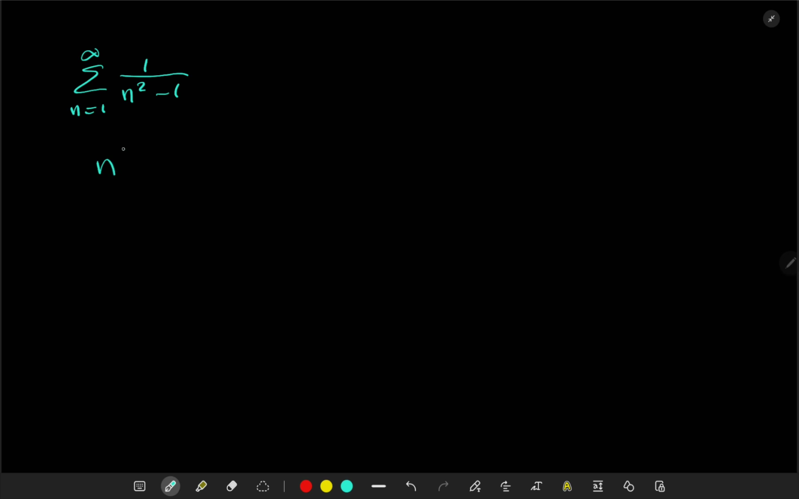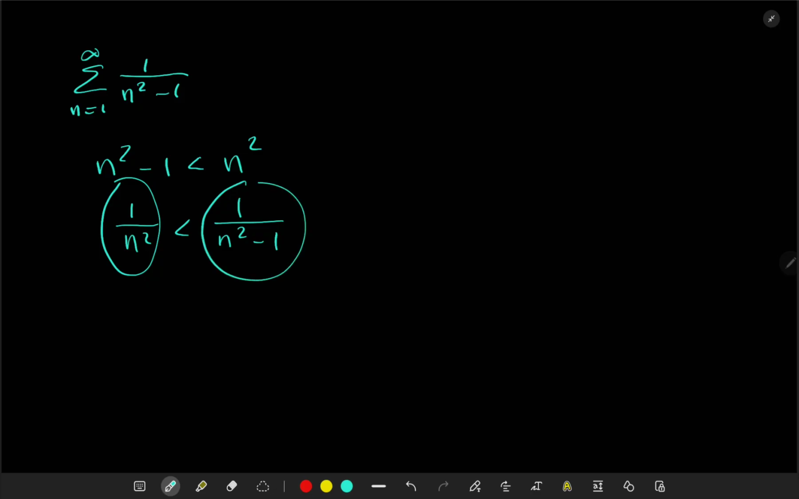And you see if we wanted to do the direct comparison test, we'd say, well, n squared minus 1 is strictly less than n squared. So whenever I do reciprocals, I get 1 over n squared is less than 1 over n squared minus 1. So I cannot use this one that by p-series I know converges to compare this one. So it's not good, but it's just off by 1. Somehow it should work, right? Or what about this other one?